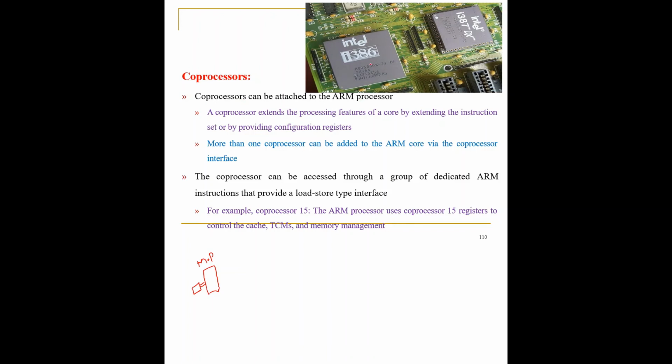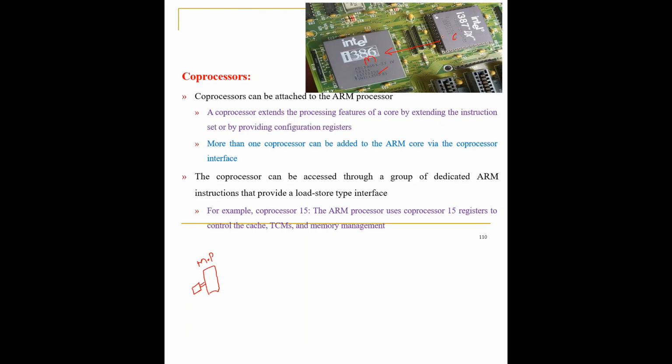See here, you have a main processor and you can see a coprocessor attached. This is actually your main one and this is your coprocessor. I have attached the coprocessor because the main one couldn't do some functionalities. That is why a coprocessor has been attached to the main processor. A coprocessor extends the processing feature of the core by extending the instruction set or by providing configuration registers. Whatever work this couldn't do, that will be done by this particular coprocessor.